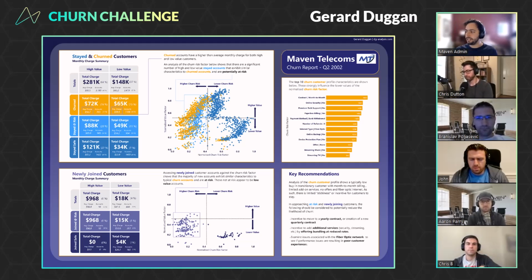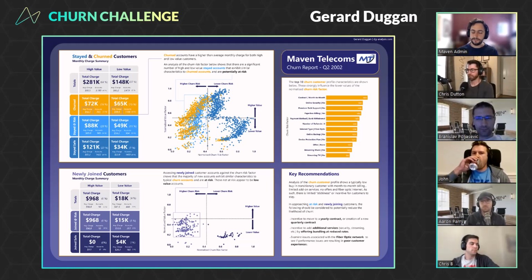And finally, his recommendations on the bottom right there do a great job of tying everything together. My favorite of those being that he suggested creating a new quarterly contract. So right now we only have month to month, yearly, or bi-yearly. And I didn't see anyone else do that. And he also offered bundling at a reduced rate for the premium internet services, since those were really high risk factors as well if they didn't have some of those, like online security or premium tech support.